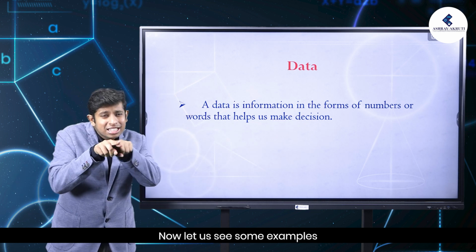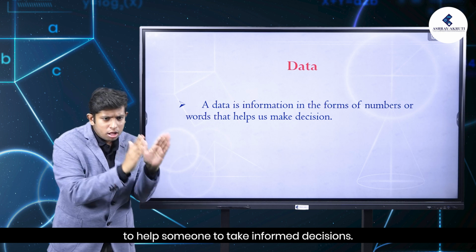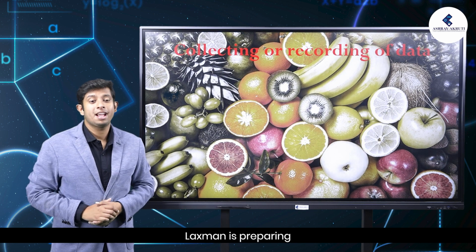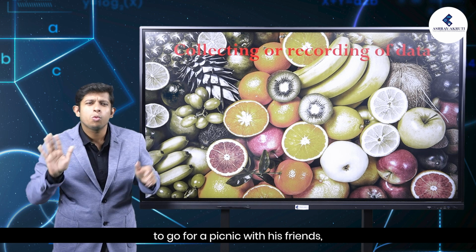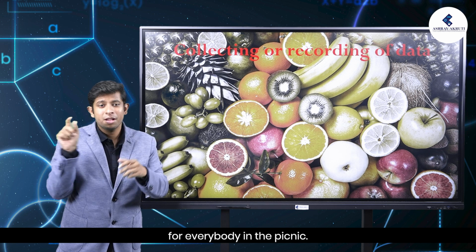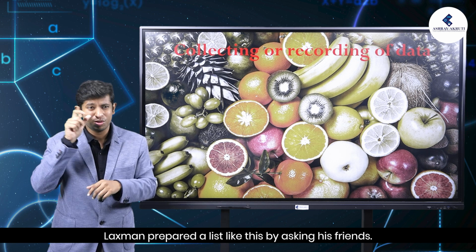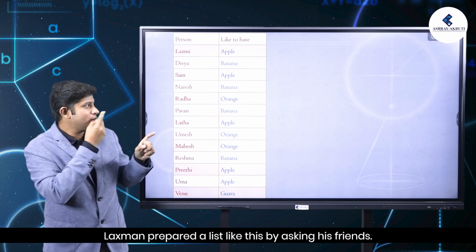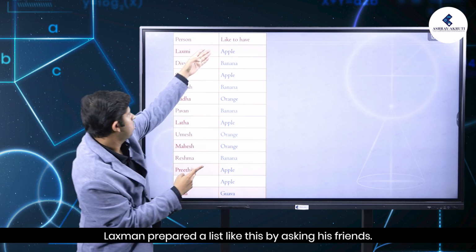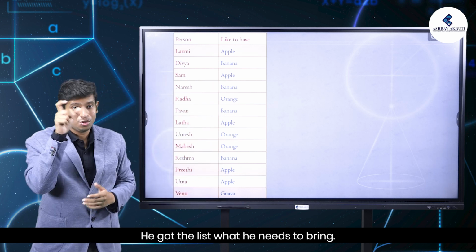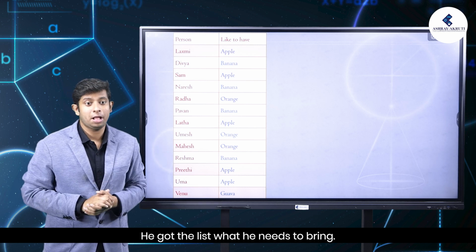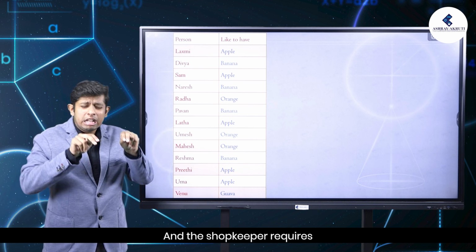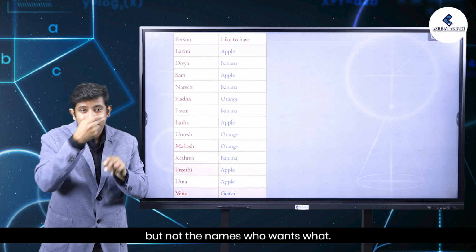Now let us see some examples of how data is collected and organized to help someone to take informed decisions. Collecting or recording of data. Lakshman is preparing to go for a picnic with his friends. He had to take fruits for everybody in the picnic. Lakshman prepared a list like this by asking his friends. He got the list of what he needs to bring. But the shopkeeper is not able to understand the list, and the shopkeeper requires only the count of fruits required but not the names of who wants what.